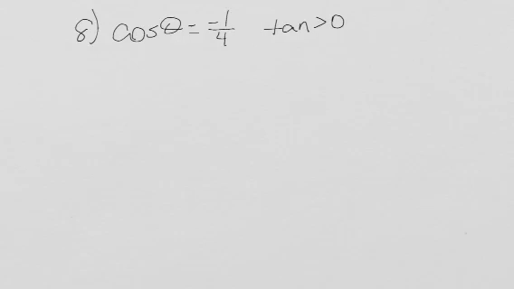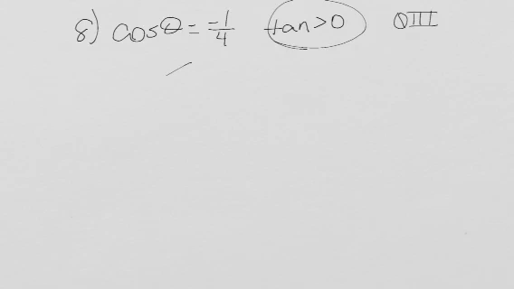Problem 8 says, find all remaining trig values of theta when cosine theta equals -1/4 and tangent theta is greater than 0. In order to solve this problem, we can take the information that cosine is negative and tan is greater than 0 to tell us that we are working in quadrant 3. That means that our cosine will be negative, our sine will be negative, and our tangent will be positive.